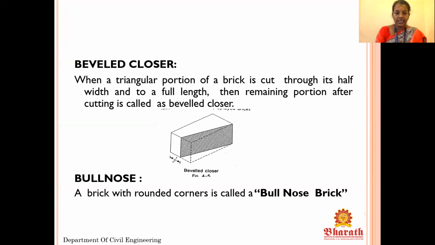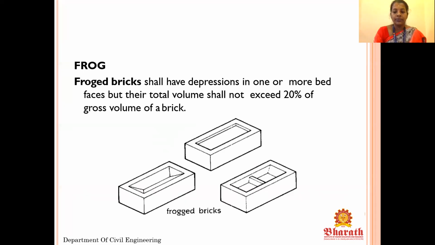In the image, it is clearly shown. Half width to the full length, then the remaining portion of that cut part will be a beveled closure. Then we want to know about the term called bullnose. Bullnose is nothing but the brick corner won't be on the sharp edge, it will be on the rounded corner. So it is called a bullnose brick.